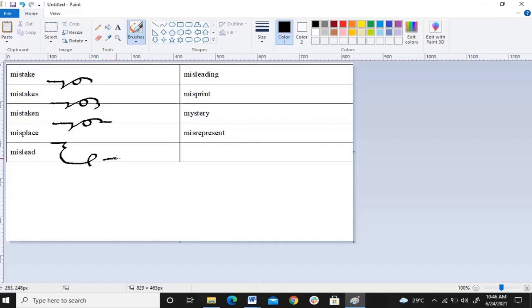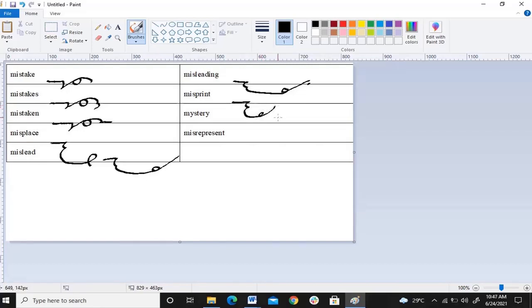Okay, next, mislead. We have miss. Oh, it's not mislead. Okay, sige. Mislead. We have miss, and then we have lead. Misleading. So, we have miss, leading. Misprint. So, we have miss, print. NT yun na, NT.